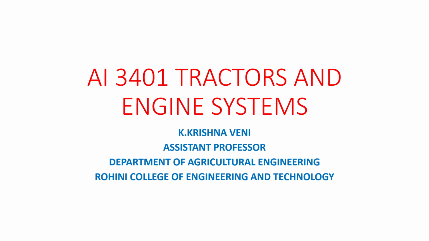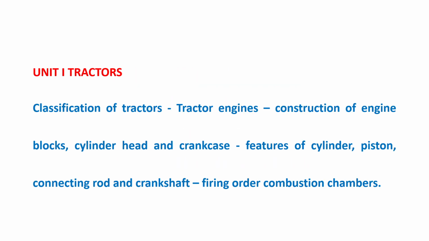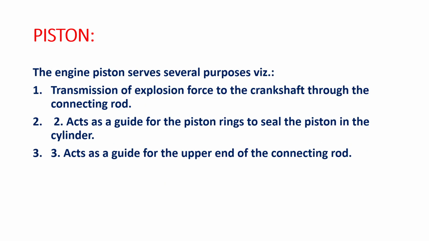Today we are going to discuss certain topics from Unit 1 of Tractors and Engine Systems. Engine Systems is an important topic for agricultural engineers. We have already seen certain topics in Unit 1, and this section is devoted to discussing the rest. We have already discussed the engine block, cylinder head and features of the cylinder. Now we are coming to the pistons, connecting rod, connecting shaft and firing order. This is remaining. So what is the purpose of the piston?